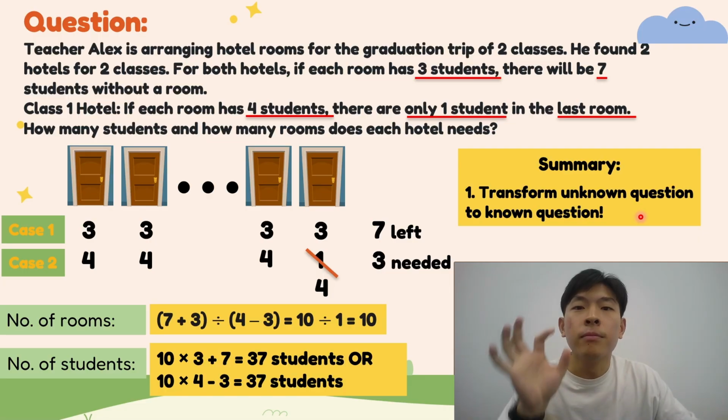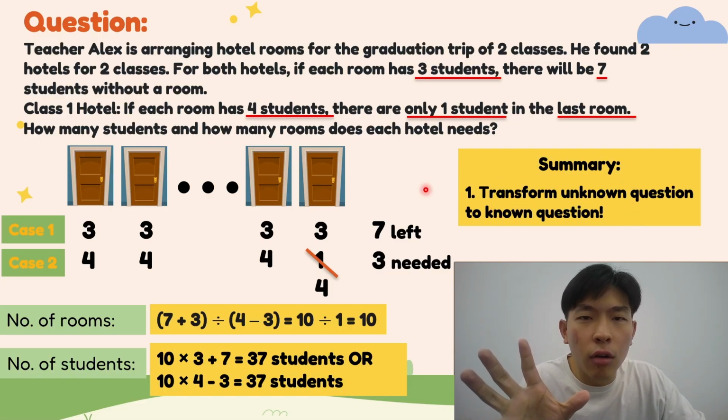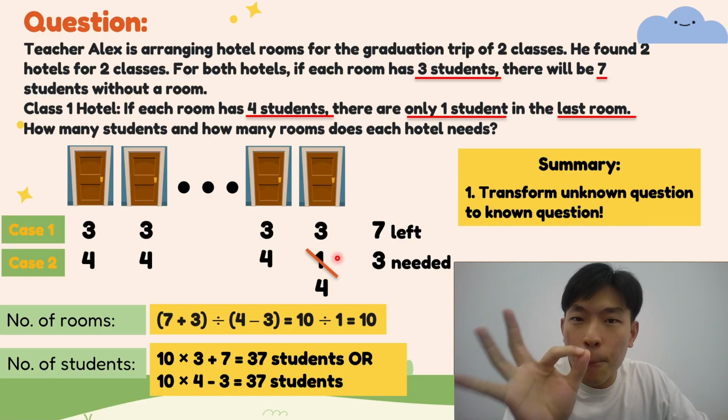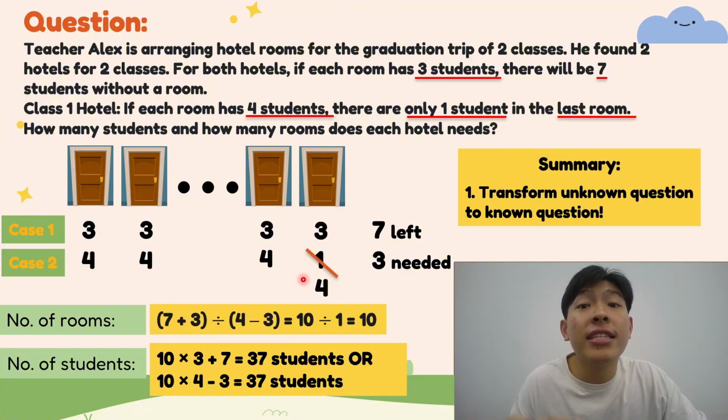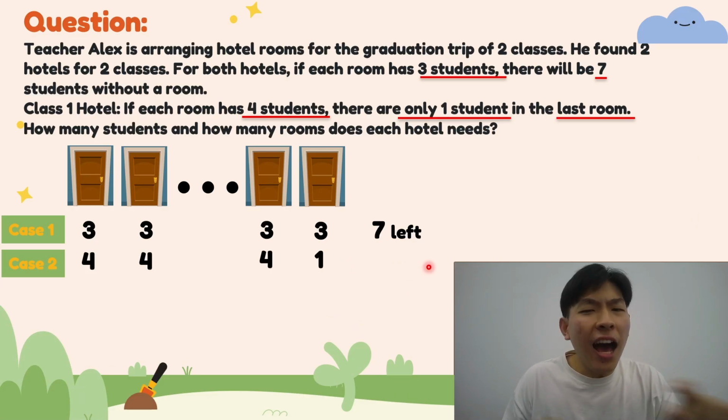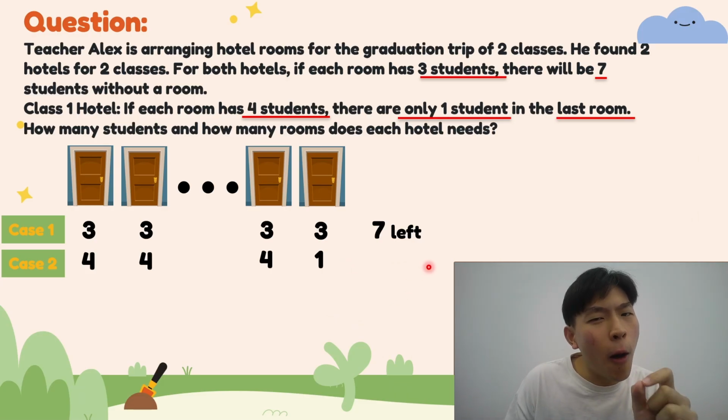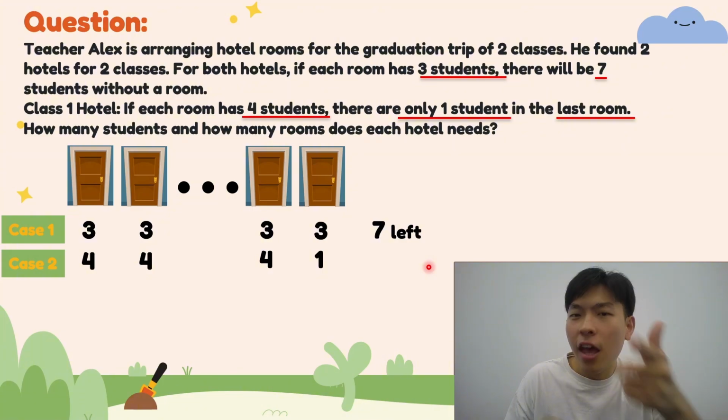So remember. So how do we transform unknown to known? We change the different part. We change the different part to the same. Okay, so remember this. Now, other than that method, other than transforming, is there another method that we can have? Let's look at an example.